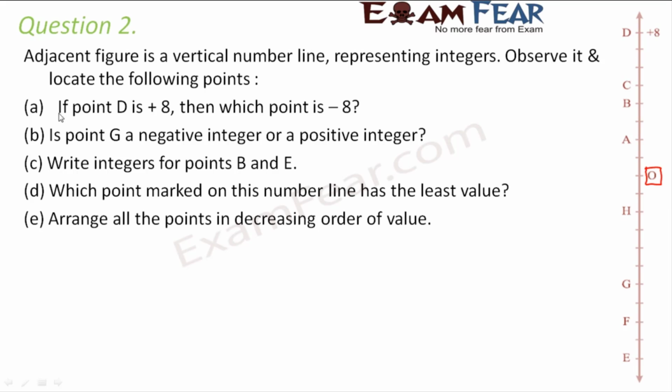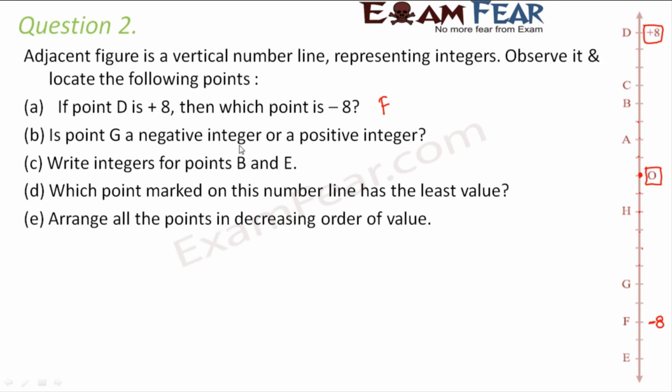The first question is, if point D is plus 8, then which point is minus 8? Point D is plus 8. That means if you start from here, after how many points do you have plus 8? 1, 2, 3, 4, 5, 6, 7, 8. So 8 points above is plus 8. That means 8 points below would be minus 8. 1, 2, 3, 4, 5, 6, 7, 8. So point F would be minus 8. The answer would be F.